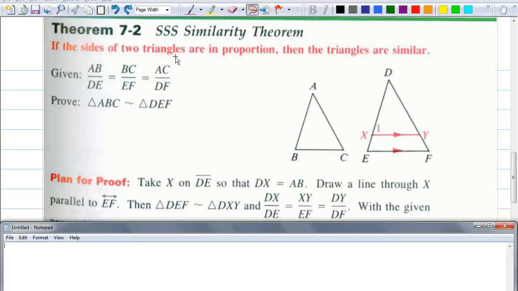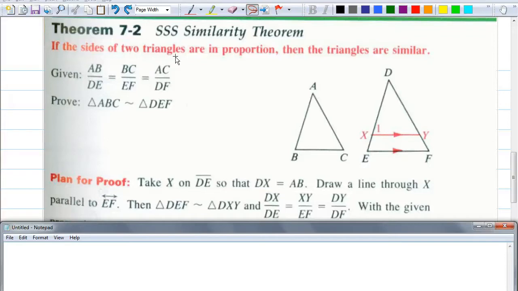Can we use the definition? Not quite, because the definition shows, yes, this part is the second part. But what about corresponding angles being congruent? This doesn't say anything about corresponding angles being congruent. Do you see where we're going with this?